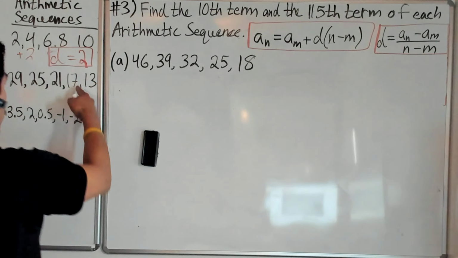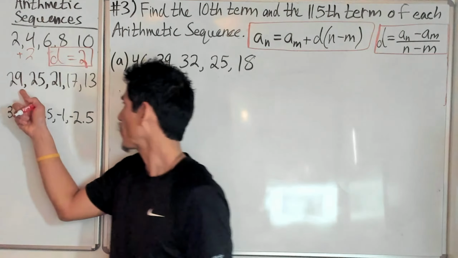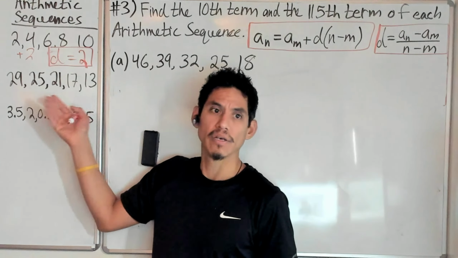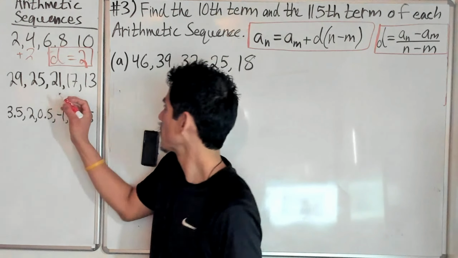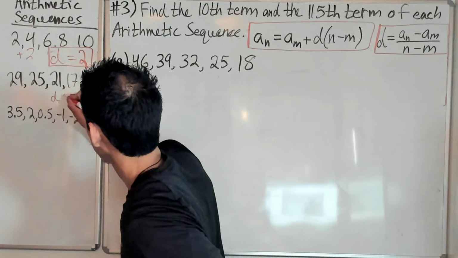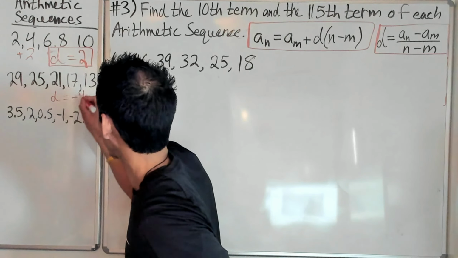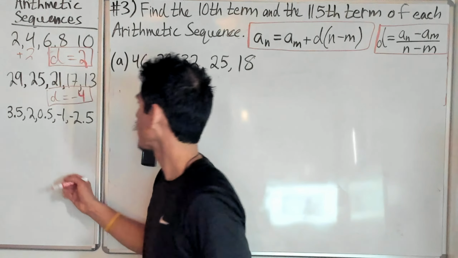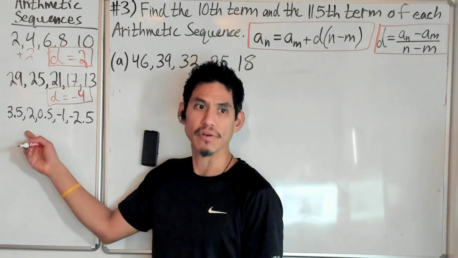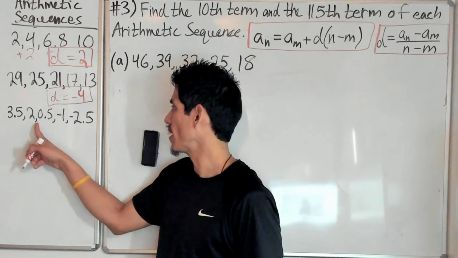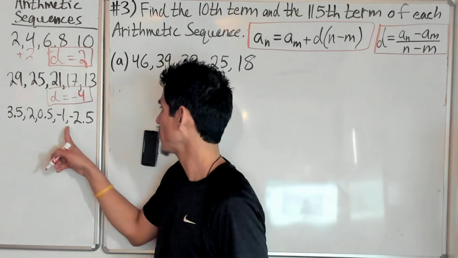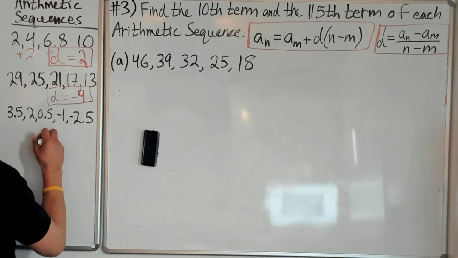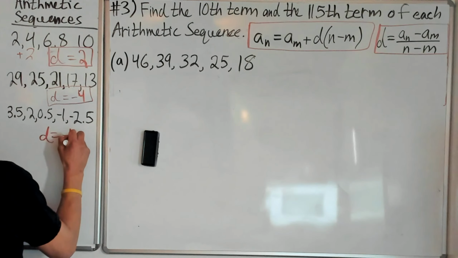Now for the next one, here we have 29 to 25 to 21 to 17 to 13. So we're going down by 4. So our common difference is -4. And for this third one, we go from 3.5 to 2 to 0.5 to -1 to -2.5. And so we're going down by 1.5. And so our common difference is -1.5.